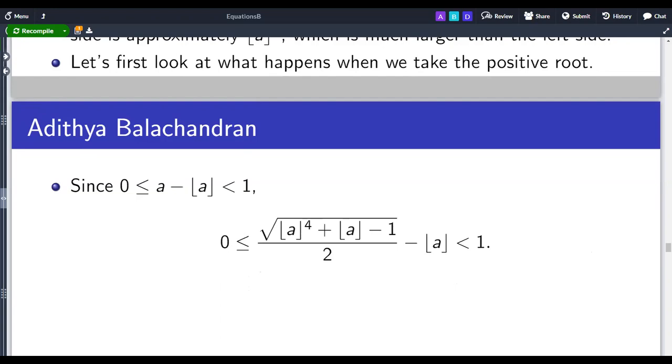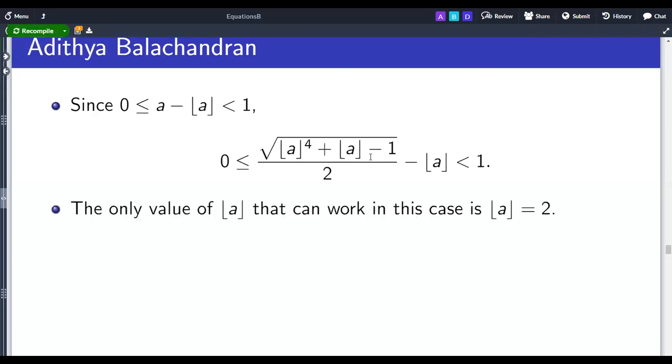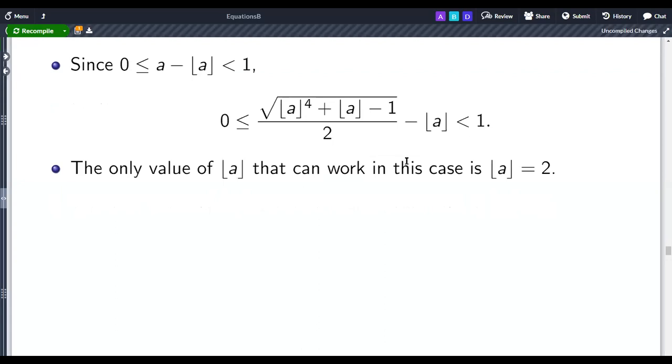So that works. Does anyone think there's anything else that can work here? If we plug in 3, it's way too big. You get 3 to the 4th, which is like 81. As some people mentioned in the chat, you can directly solve for all the values of floor of A. We're not going to show that here, but it's pretty straightforward: you move floor of A to the other side, multiply by 2, and then square everything. Or you can just notice by inspection that the only solution is floor of A equals 2. If we plug this in for A, we get A is the square root of 17 over 2.